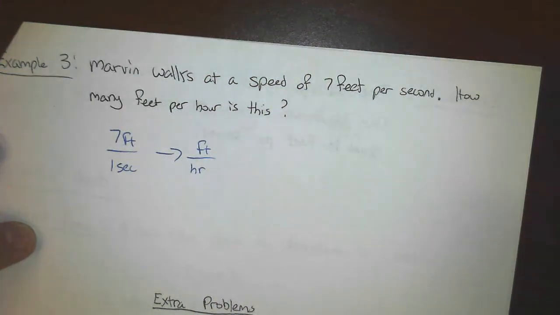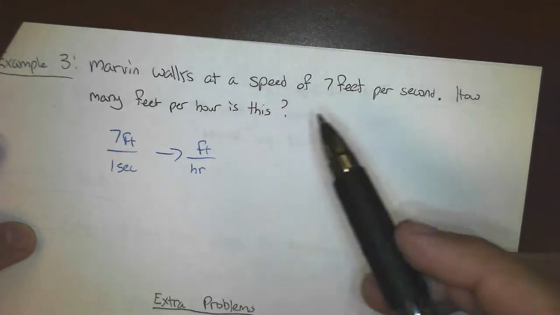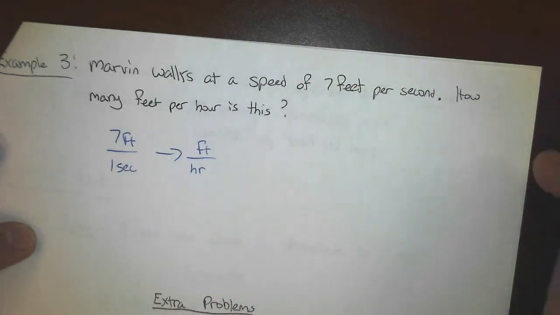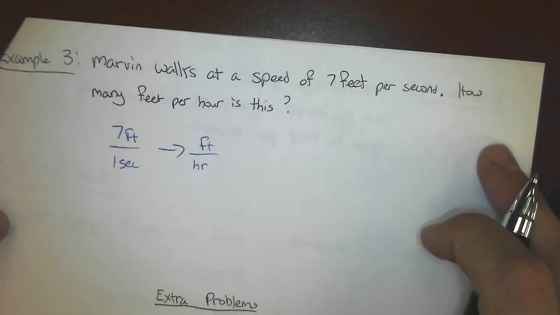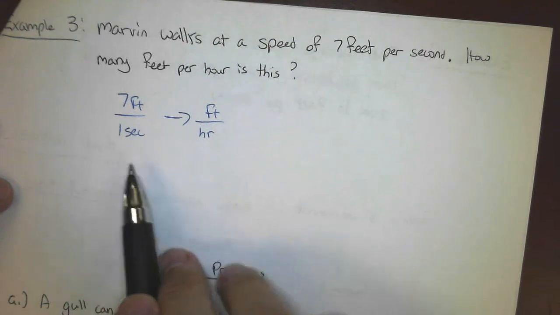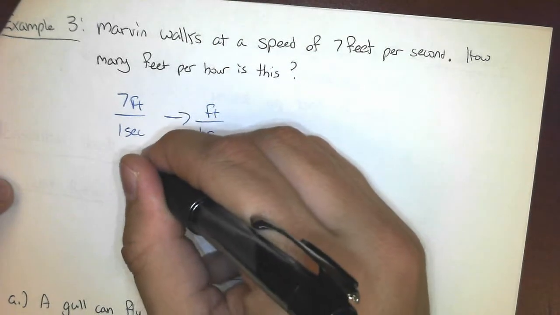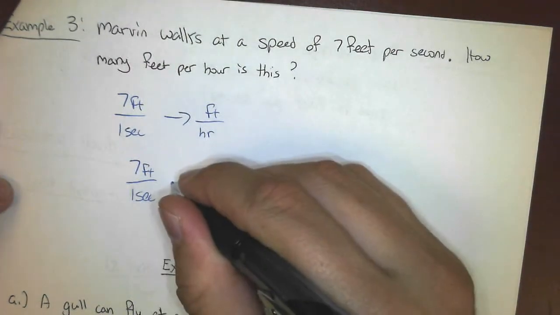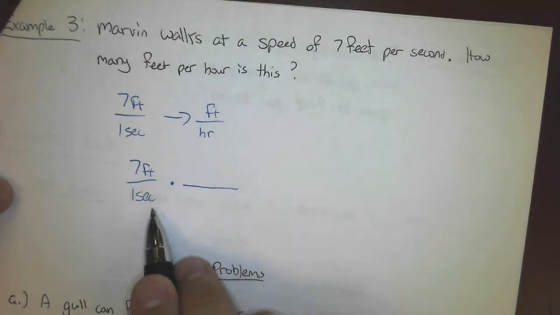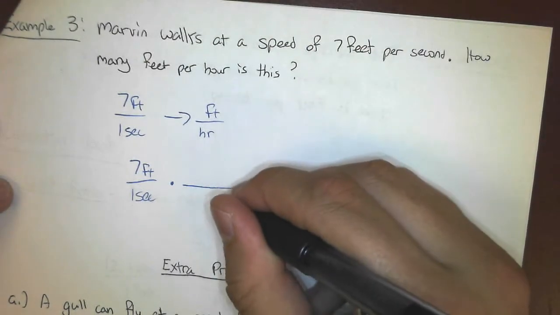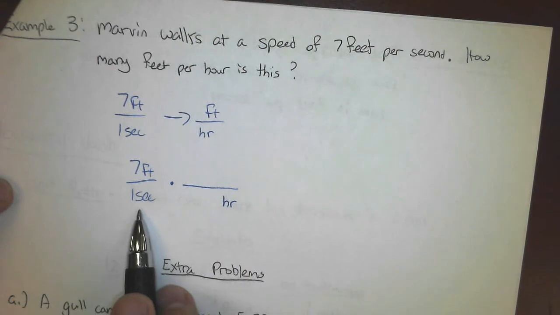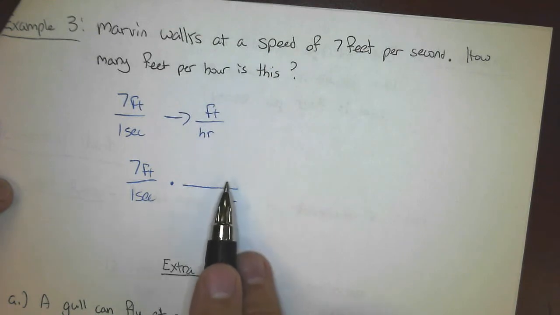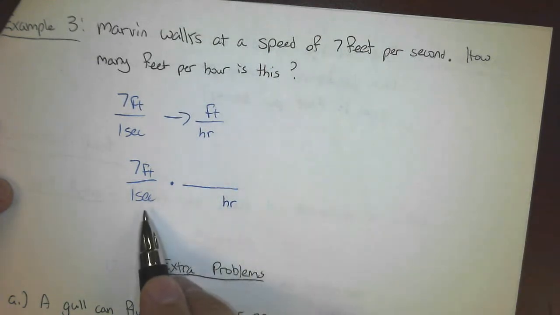So if we notice again, feet are in both numerators when we're converting, so I do not need to convert feet to anything. That unit is already set. But we do need to get seconds to hours. So we're going to put 7 feet over 1 second. Our first step is to multiply. So we're converting seconds to hours. It stays the same. We've got seconds in the denominator. We're converting it to hours, which stays as the denominator. What goes in the opposite, which is the numerator, is what we're converting from, the seconds.